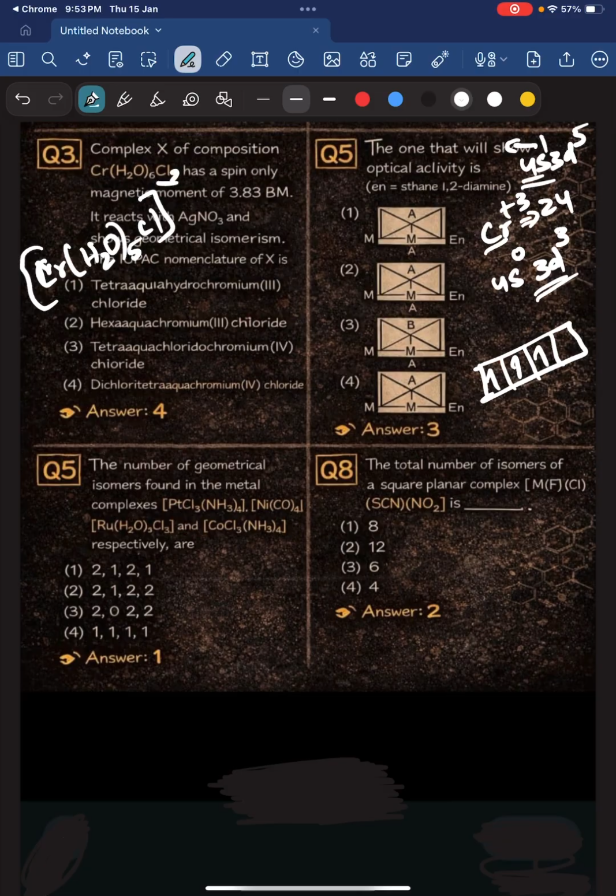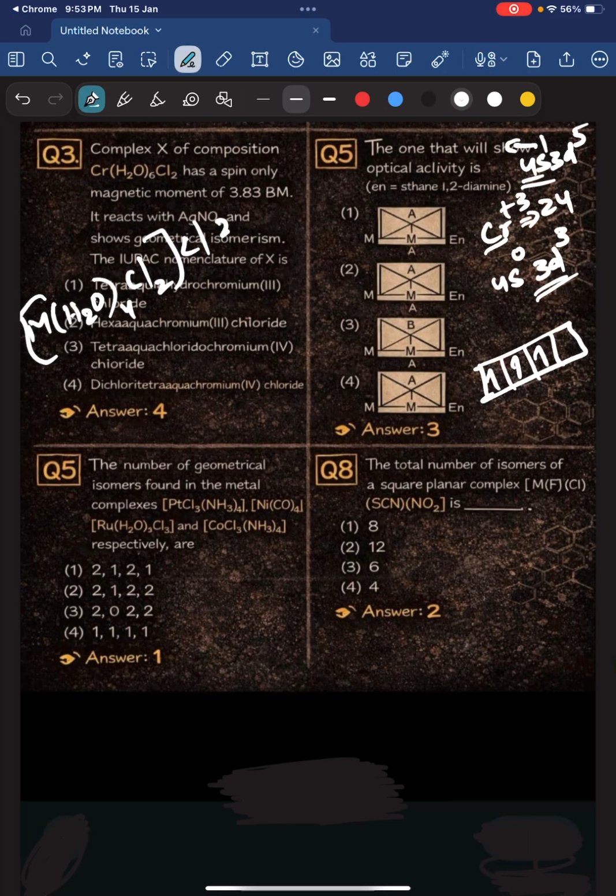So actually this complex is Cl3, it's not Cl2, it's Cl3. So we can get here Cl2 and 2H2O outside. So here, [M(H2O)4Cl2]Cl with 2H2O. This is the complex. Why?